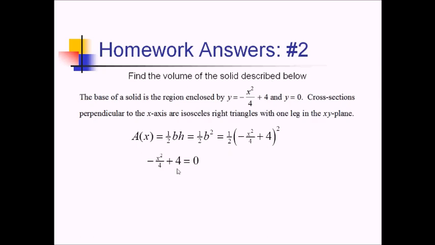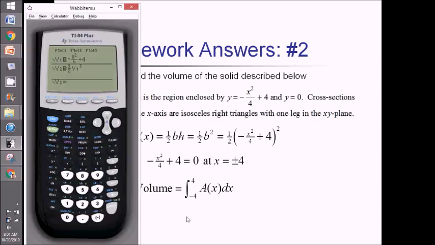If we do a little bit of algebra here, let me see. I'm just going to multiply everything by negative 4. So that would be x squared minus 16 equals 0. Add the 16 and square root it. We have x is going to be plus or minus 4. So for my volume, I have the integral from negative 4 to positive 4 of this area formula with a little dx after it. And now it's time for some calculator action.